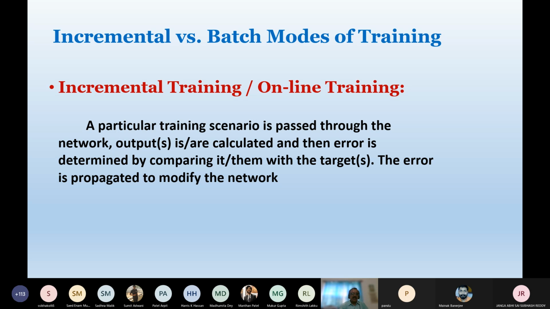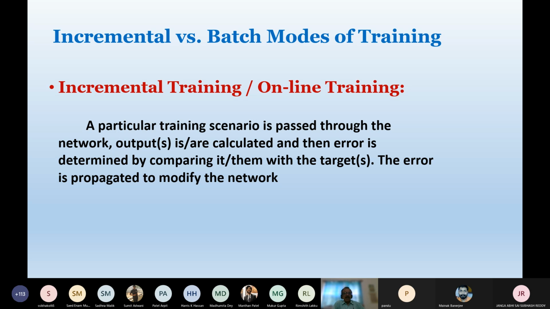In case of incremental training or online training of the network, a particular training scenario is passed through the network. Output or outputs are calculated, and then the error is determined by comparing those outputs with the target values, and this particular error is propagated back to modify the network.